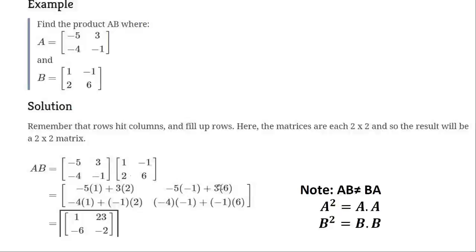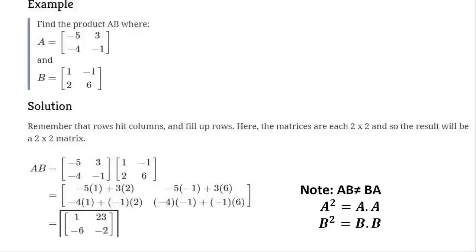This will be the second entry of the first row, and the first entry of the second row will be negative 4 by 1 plus negative 1 by 2, and negative 4 by negative 1 plus negative 1 by 6. So it's like row by column. And we get our final answer: 1, 23, negative 6, 2. That is how we multiply matrices.